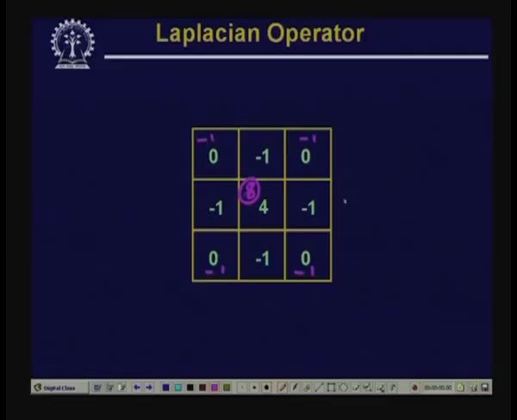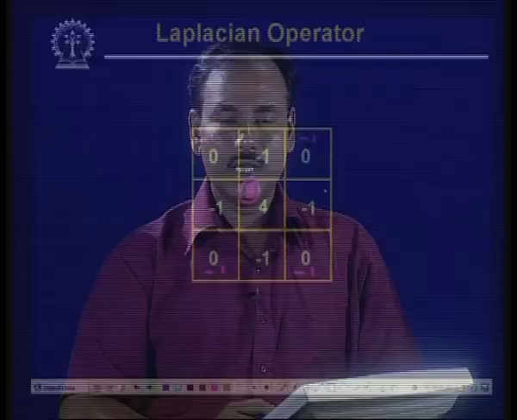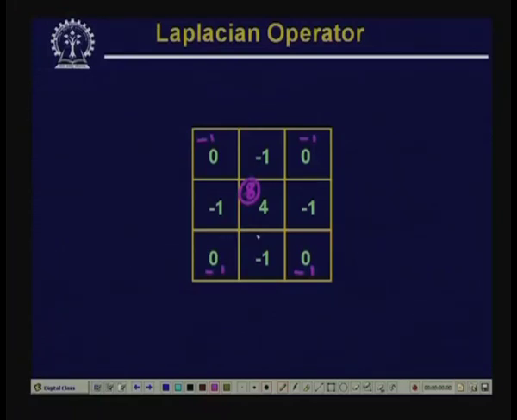But as we have said, this Laplacian operator normally is not used for edge detection, because it is very sensitive to noise, and secondly it leads to double edges at every transition. But it plays a secondary role to determine whether a point lies on the bright side or on the darker side, and it is also used to accurately find the location of an edge.